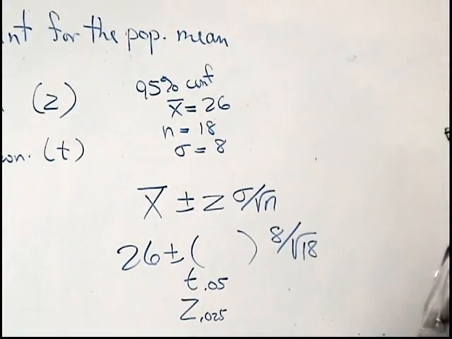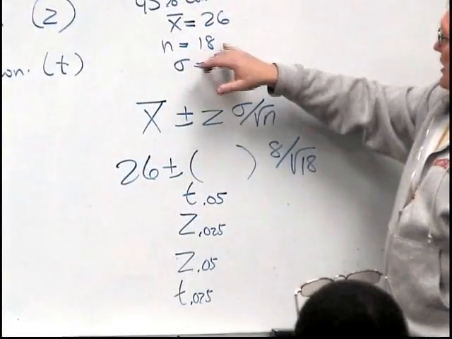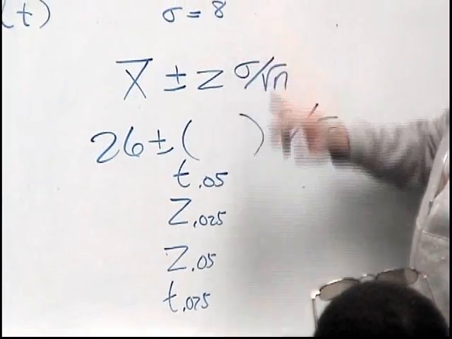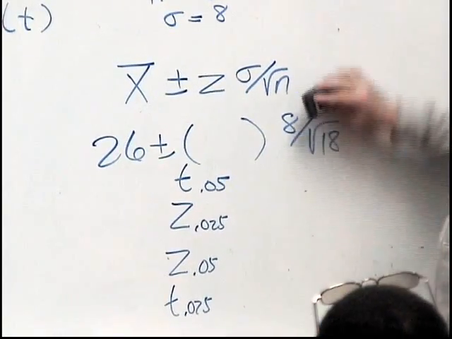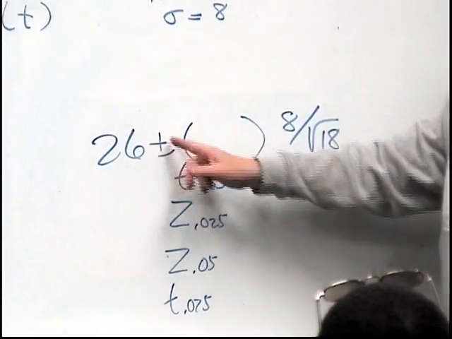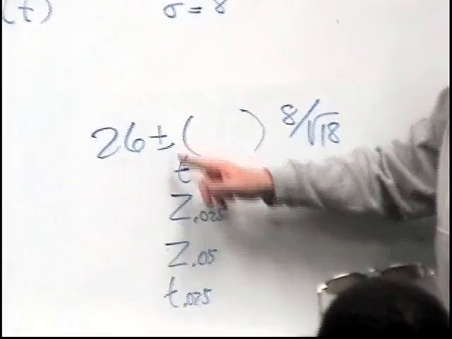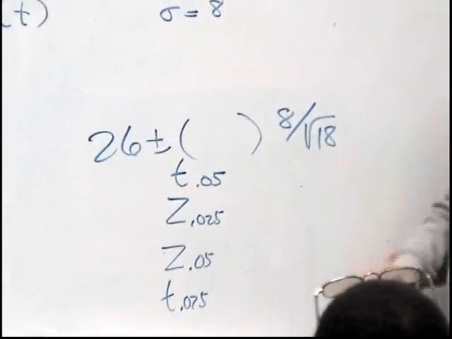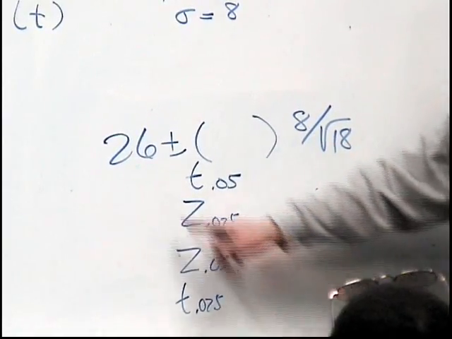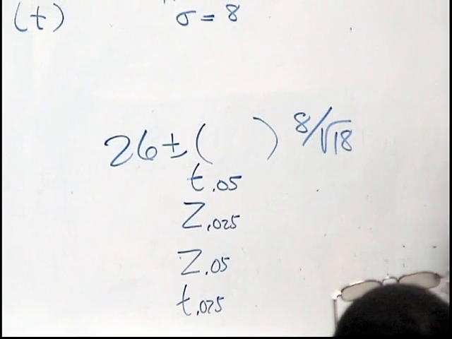Well, I shouldn't even have told you that. Here's a test question. They tell you the average is 26, the standard deviation of the population is 8. Find the confidence interval. They wouldn't even show you this, and they would show you 4 possible answers. Is it 26 plus or minus T.05 times 8 over the square root of n? 26 plus or minus Z.025 times 8 over the square root of n? 26 plus or minus Z.05 times 8 over the square root of n? Or T.025 times 8 over the square root of n? Which is the correct answer?